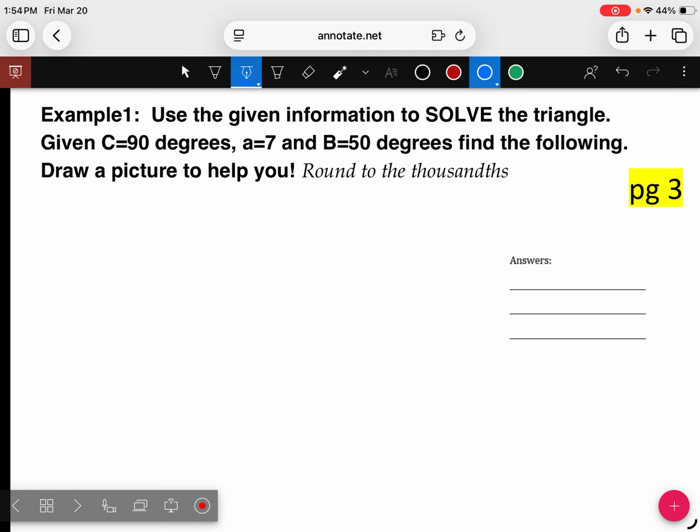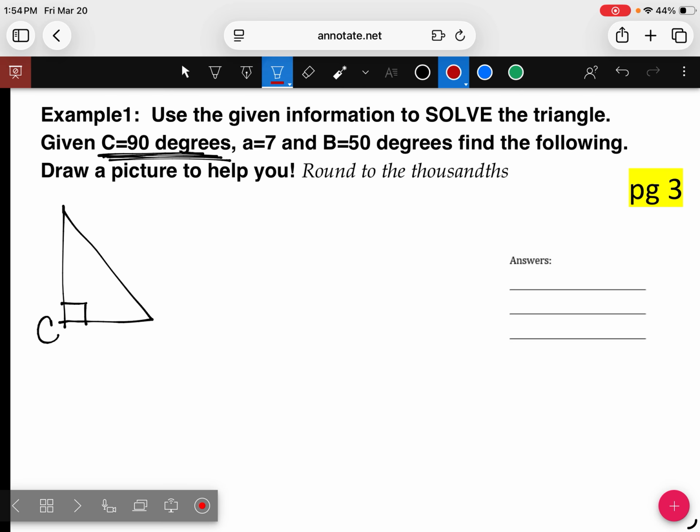First thing I recommend you do is draw a right triangle. So I'm going to draw a right triangle. Remember, capital letters are angles, lowercase letters are sides. So do you see how it says capital C is 90 degrees? So that means I have to put the C right here.